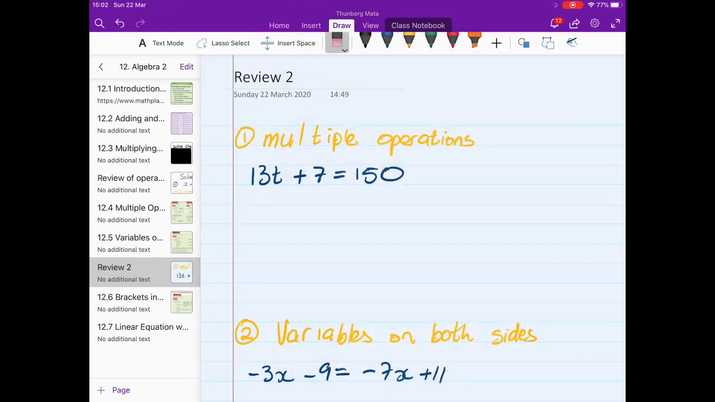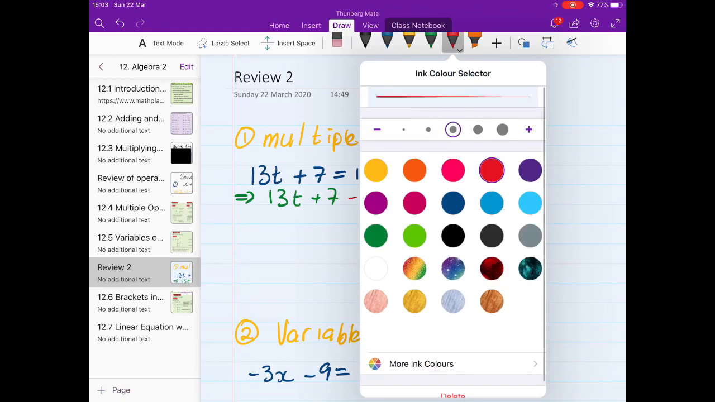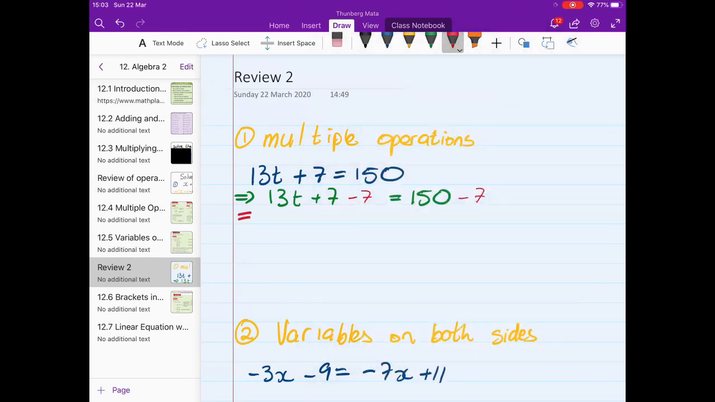So first things first, we want to try and get that 7 to the other side of the equation. In order to do that, we will have to subtract 7 from both sides of the equation. So I'm going to subtract 7 from this side of the equation and subtract 7 from this side of the equation as well.